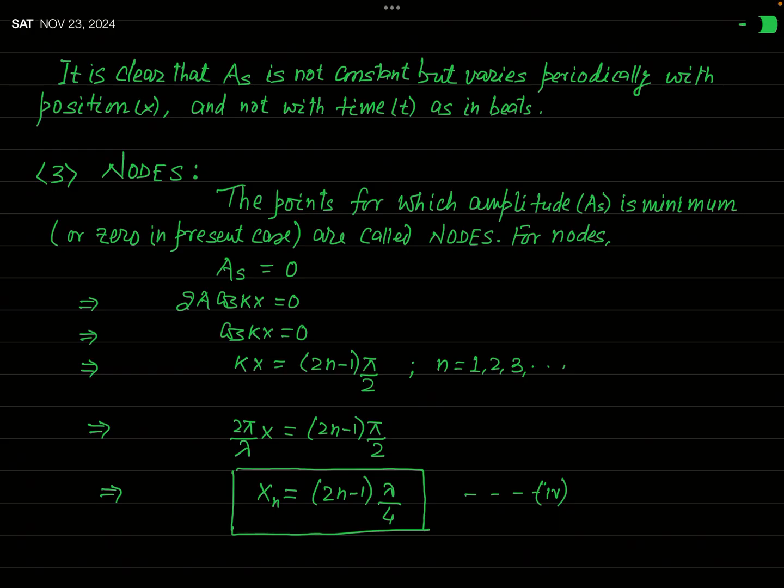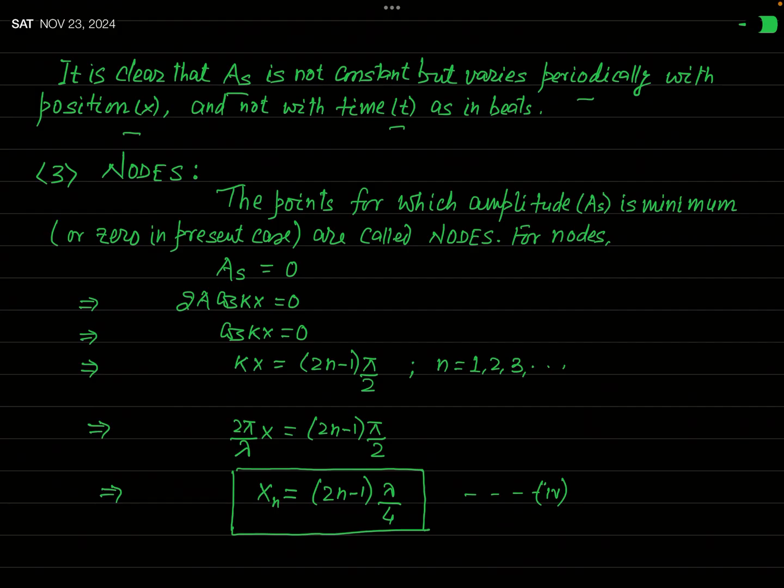You have studied the superposition of two simple harmonic oscillations of slightly different frequencies, and the idea of beats appears there. In the case of beats, we have seen that the resulting amplitude is a function of time that varies with time. But in the case of a standing wave, its amplitude is not constant but varies periodically with position, not with time, as happens in the case of beats.